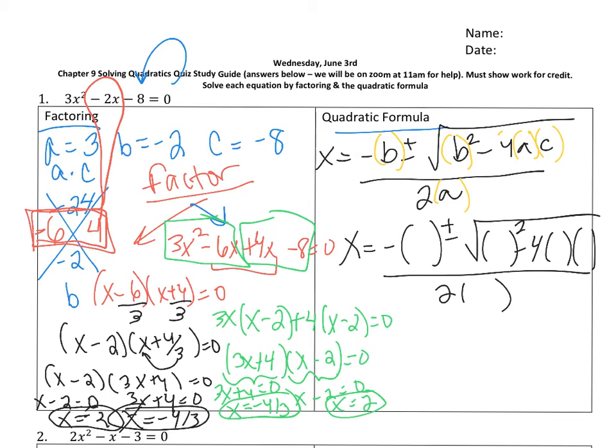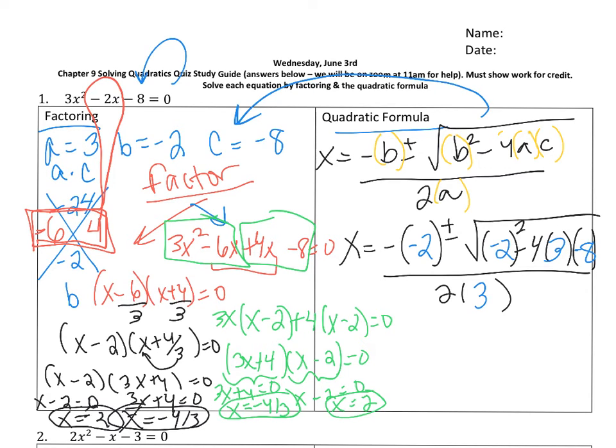We'll insert our numbers. So in the b slot, we have -2. In the a slots, we have 3. And in the c slot, we have negative 8. And we know all of that from before. All terms on one side, identify a, b, c. So then we continue from there.